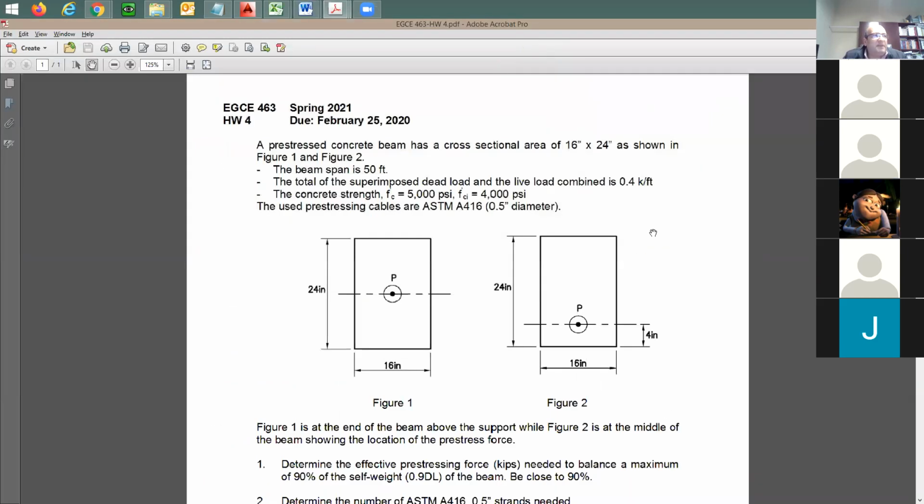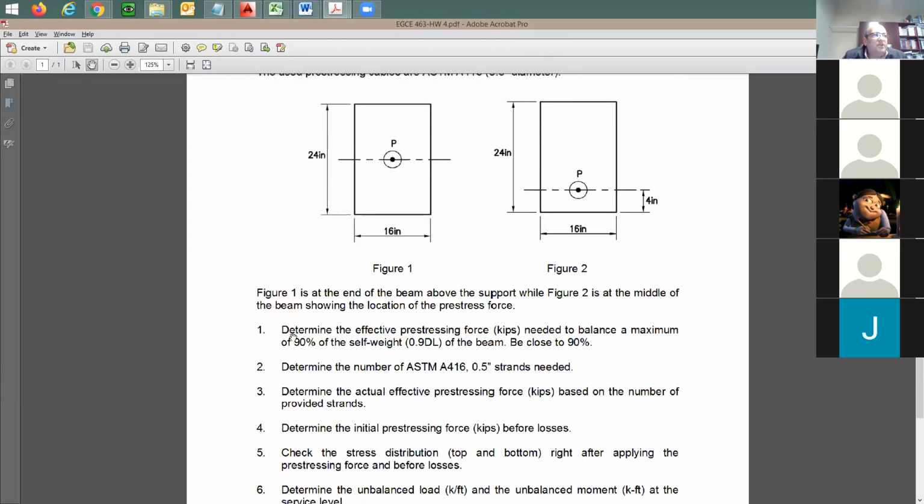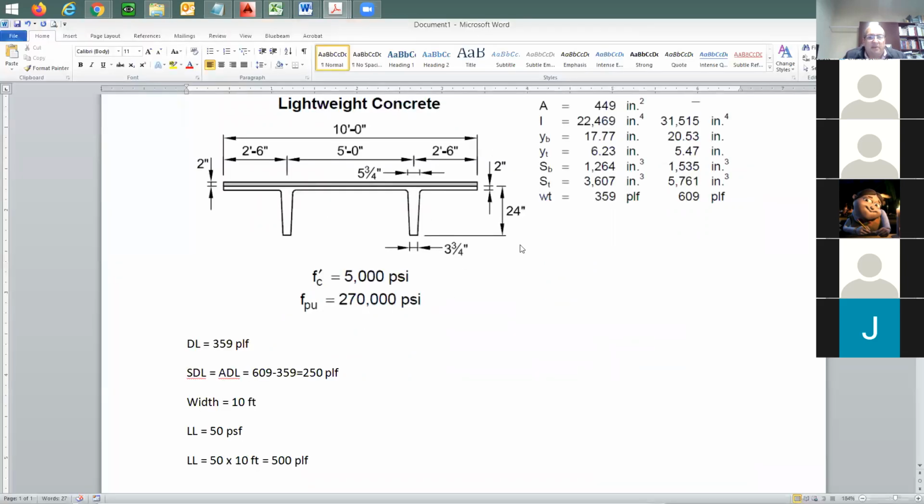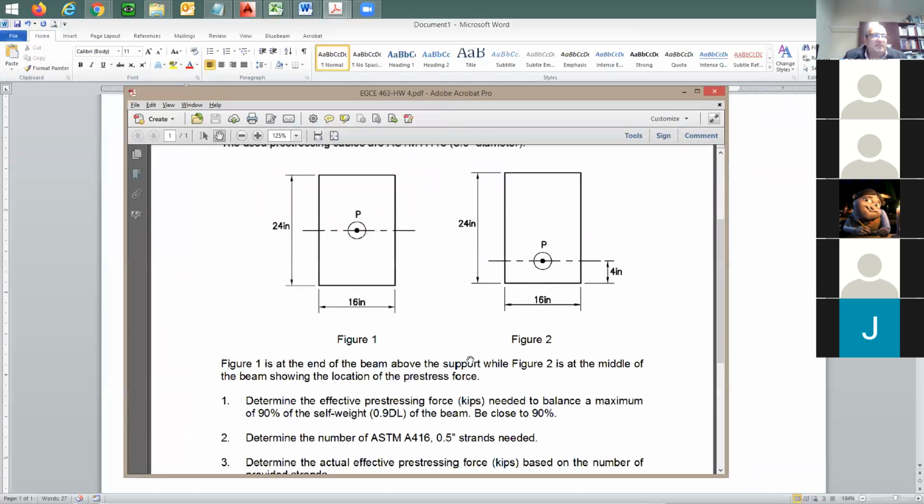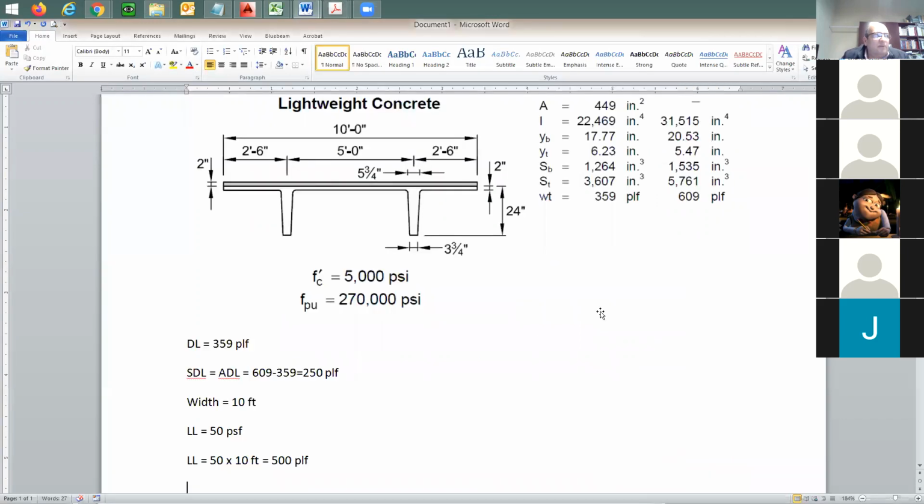You say, okay, so what happened here? I said, determine the effective pre-stressing force needed to balance a maximum of 90%. Do you guys have any questions on this? It's going to balance something of the self weight, the dead load, right? Because what is a dead load? Dead load is going to be the self weight of the double T only. Now we're talking about the fabrication yard.